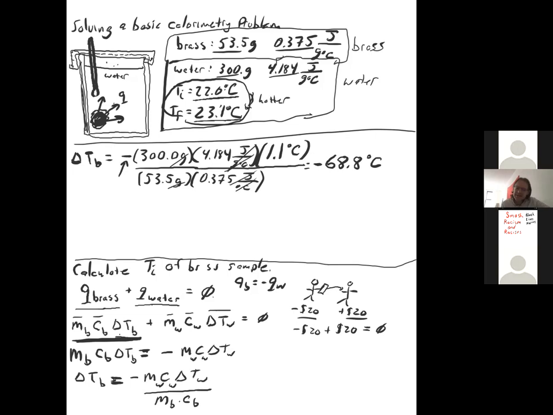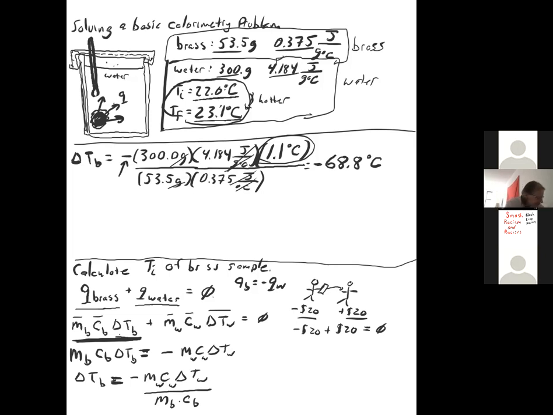Now, what does that mean when delta T is minus? If delta T is positive, that means something got hotter, right? So with the water, it got hotter, so delta T was positive. If delta T is negative, that means it got colder, okay? So let's think about this. They didn't tell us anything about the temperatures of the brass, but we were able to find delta T of the brass, right? It's negative 68.8 degrees C.